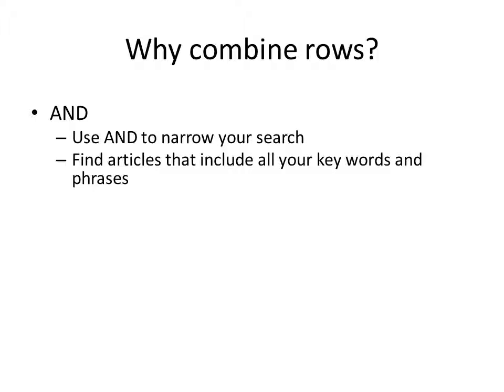For example, if you have one row for the search term heart failure and another row for the search term weight, then if you combine both of these terms using AND, your search results will only include articles that contain both terms in the title or abstract.